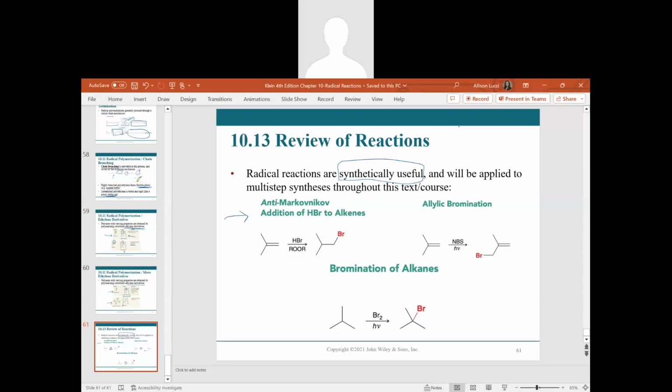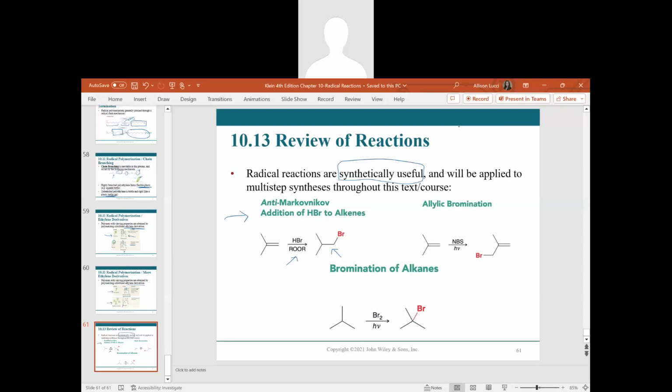So first, we saw this in an earlier chapter, this anti-Markovnikov addition when peroxides were present, but we didn't know that the peroxide was homolytically cleaved, and that would initiate a radical reaction mechanism. So that is why we have the least highly substituted carbon over here, which is brominated.